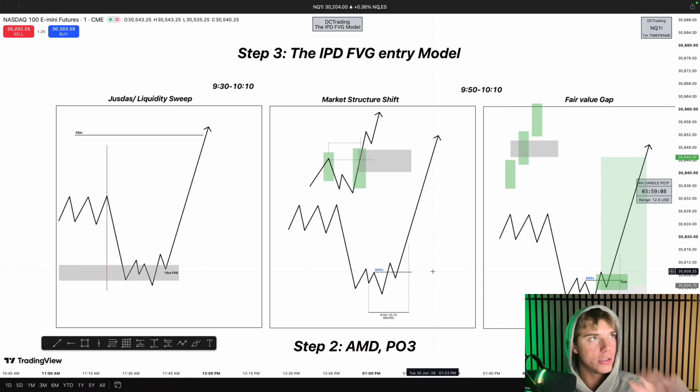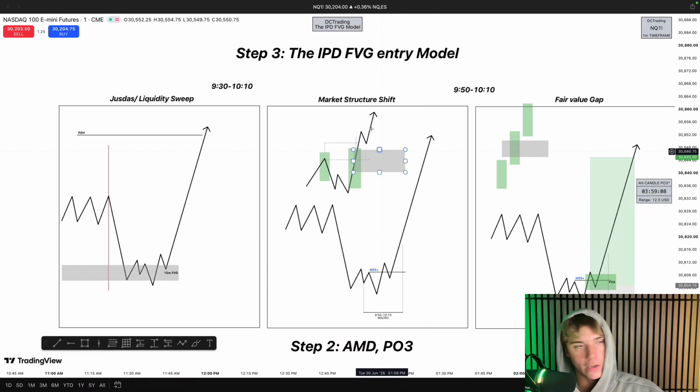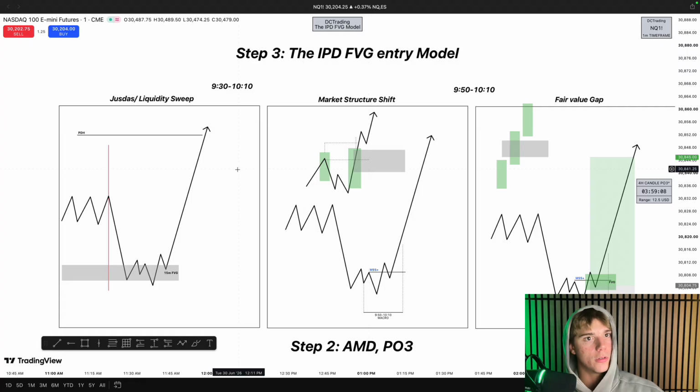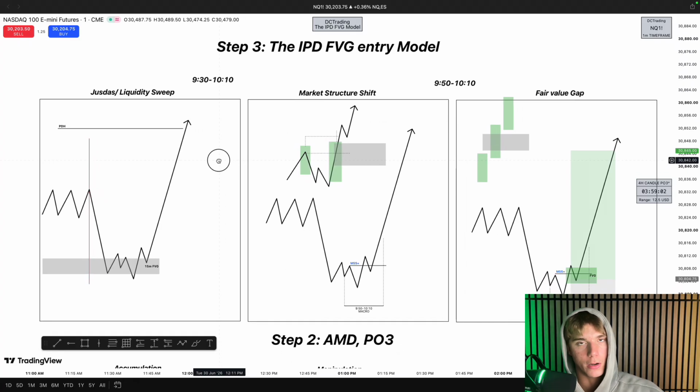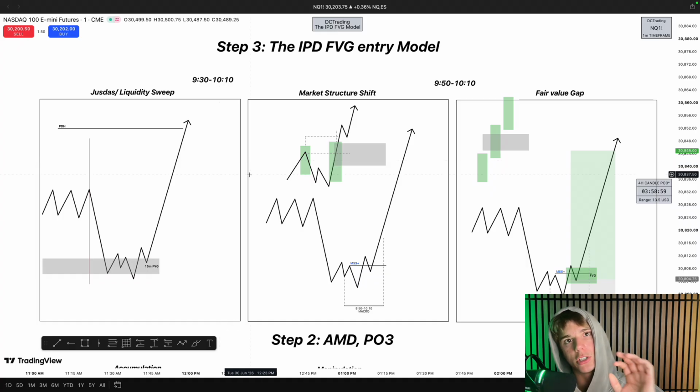Now, we have the actual IPD FVG entry model. Super simple. I've gone over this before, but I'm going to go over it in depth a little bit more, showing you extra confluences to make sure it is an A plus setup, right?